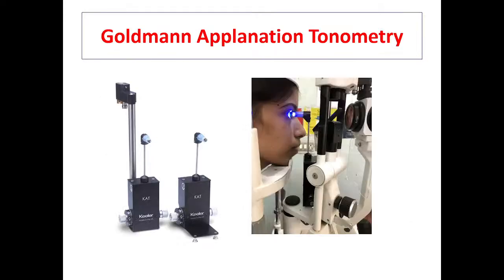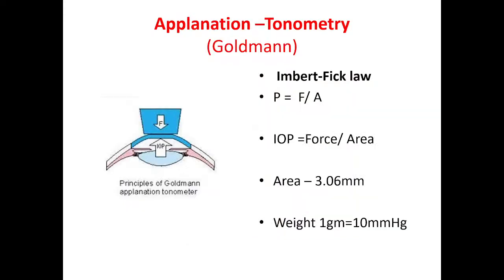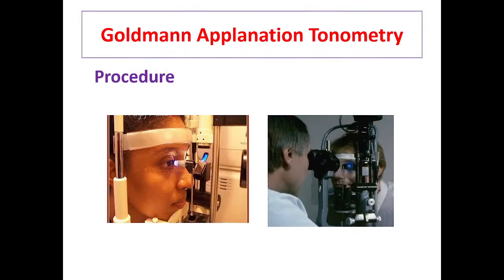Like this is the tonometer, so we will applanate the cornea with the help of the weight applied from here. This will apply the weight, multiply by 10, this will give the reading, and the area applanated is 3.06 millimeter. This is the weight.